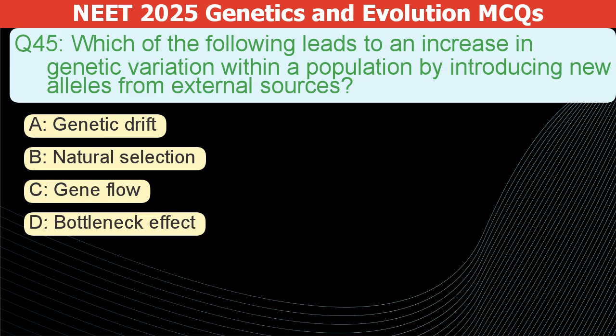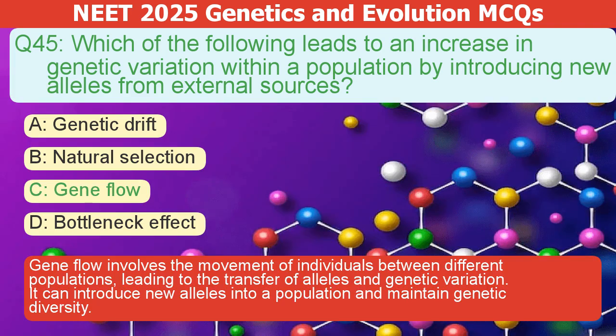Which of the following increases genetic variation in a population by adding new alleles from outside sources? A. Genetic drift. B. Natural selection. C. Gene flow. D. Bottleneck effect. The correct answer is C. Gene flow involves the movement of individuals between different populations, leading to the transfer of alleles and genetic variation. It can introduce new alleles into a population and maintain genetic diversity.